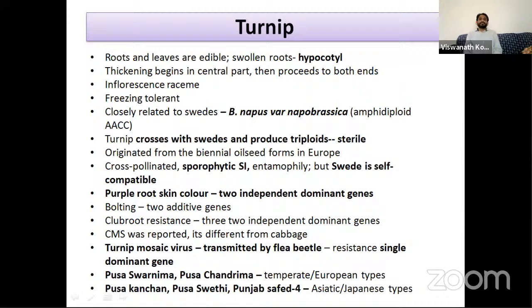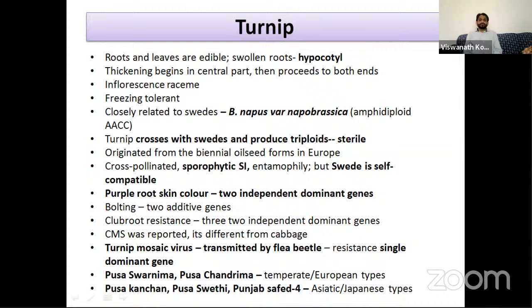So the turnip has purple root skin color. Sometimes if you see the turnip roots, you can see the purple skin color. It is governed by two independent dominant genes. The club root resistance is governed by two independent dominant genes.